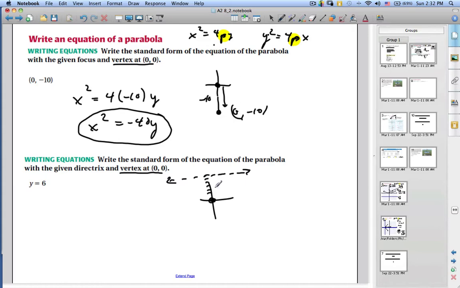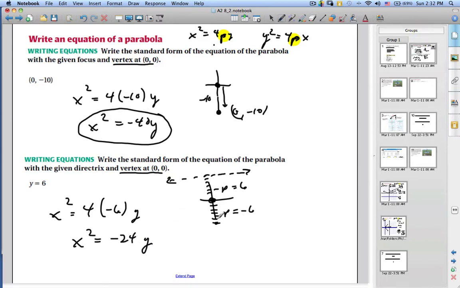I know that the opposite of P is equal to 6. That must mean then that my focus was 6 in the other direction. So P would be equal to negative 6. So I know that x squared is equal to 4 times negative 6 times y. So x squared will be equal to negative 24y.